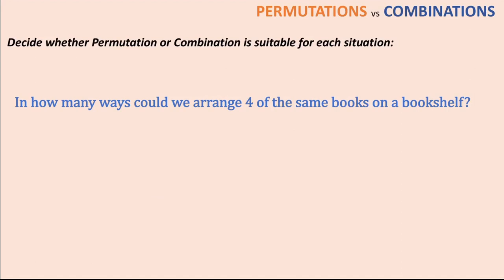In how many ways could we arrange 4 of the same books on a bookshelf? Now, here's the thing. You're working in a stationery store, you have the same book of algebra, and you're selling multiple editions, or you have the same exact book that you're selling, right? And you'd like to just put them on a shelf, so all of them are identical. So they are not different in any way. So to arrange them, you have only one way of arranging them. You just put first, second, third, fourth, and because they all look the same, it's a combination scenario.